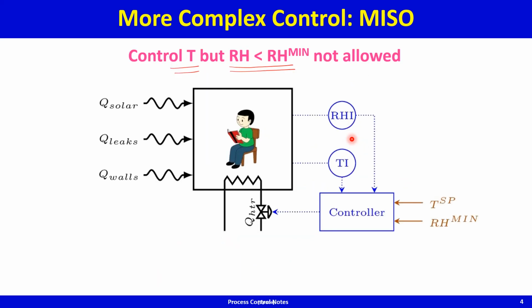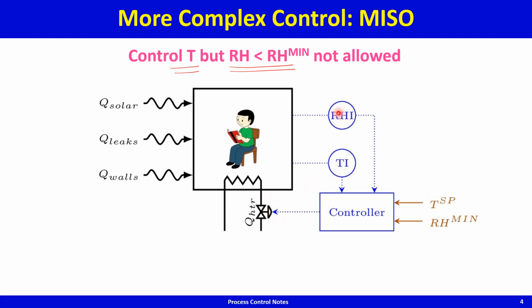And this situation is somewhat more complicated. You have a more complicated controller than a single input, single output controller. Now you've got two inputs to the controller, two process variables that are changing over time, namely the room temperature and the relative humidity. The controller adjusts QHTR so that if relative humidity is greater than RH min, QHTR is adjusted to hold the temperature.